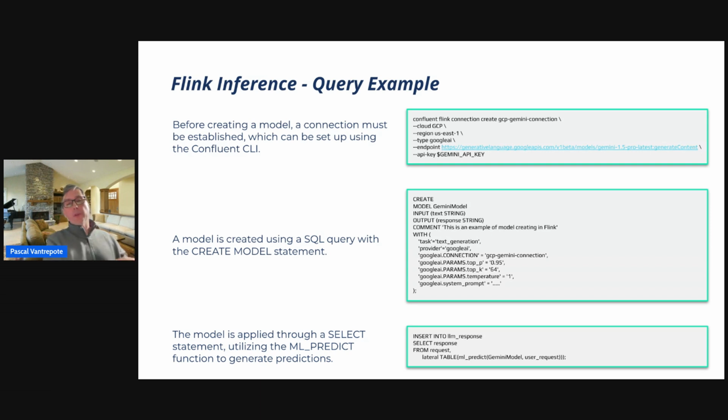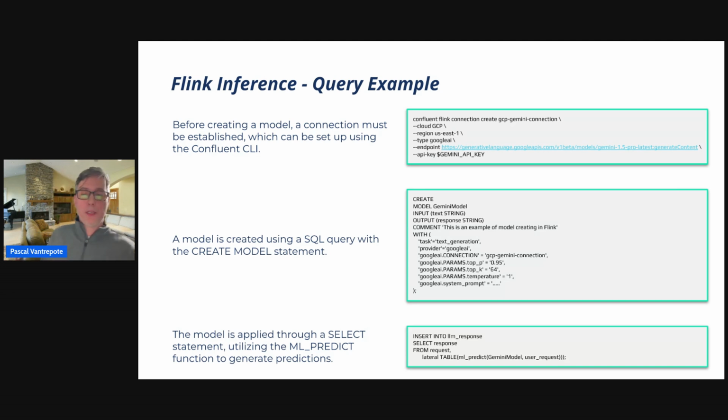And then you can create models. Connections are reusable between models, right? In this example, we have a Gemini model, and we send text as an input, and we expect a response as a string. The interesting part is you have parameters that you can change. You can create different models with different top K, top P, but also a system prompt, which is a default prompt that will be used all the time when you use that model. And you can create multiple models for the same connection.